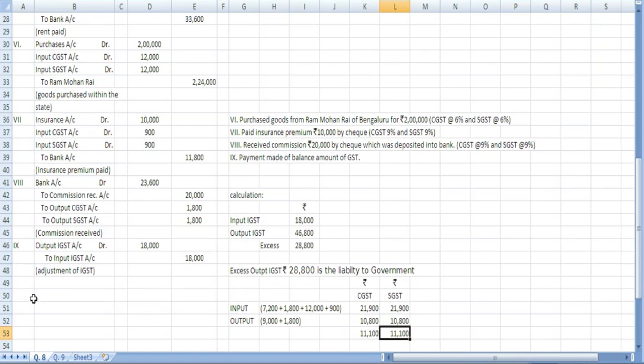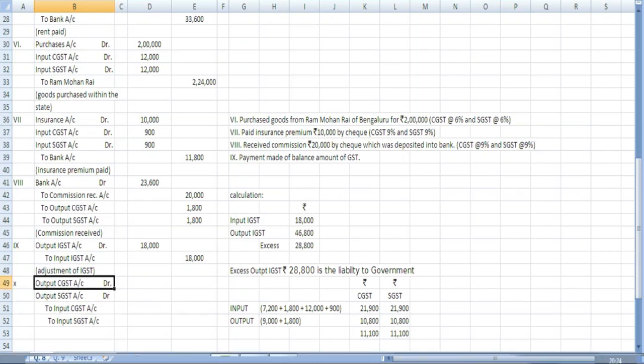So number 10, first what we will do is we will adjust the output CGST account debit, output SGST account debit, to input CGST account, to input SGST account.